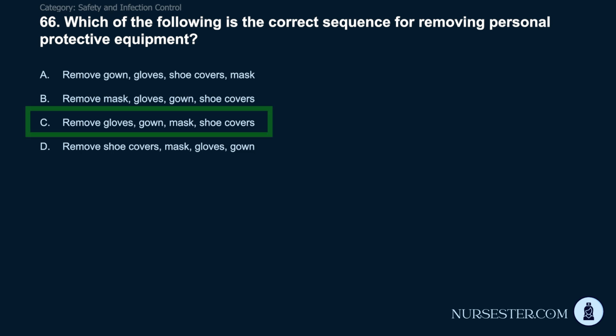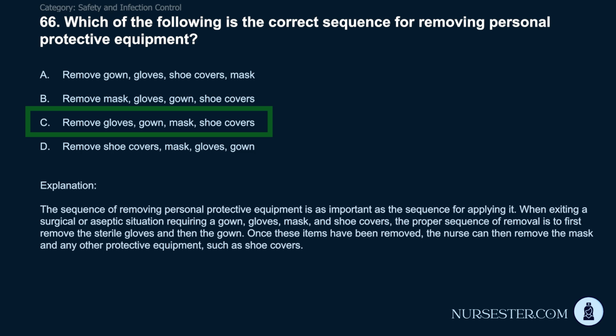Correct answer, C. Remove gloves, gown, mask, shoe covers. The sequence of removing personal protective equipment is as important as the sequence for applying it. When exiting a surgical or aseptic situation requiring a gown, gloves, mask, and shoe covers, the proper sequence of removal is to first remove the sterile gloves and then the gown. Once these items have been removed, the nurse can then remove the mask and any other protective equipment, such as shoe covers.